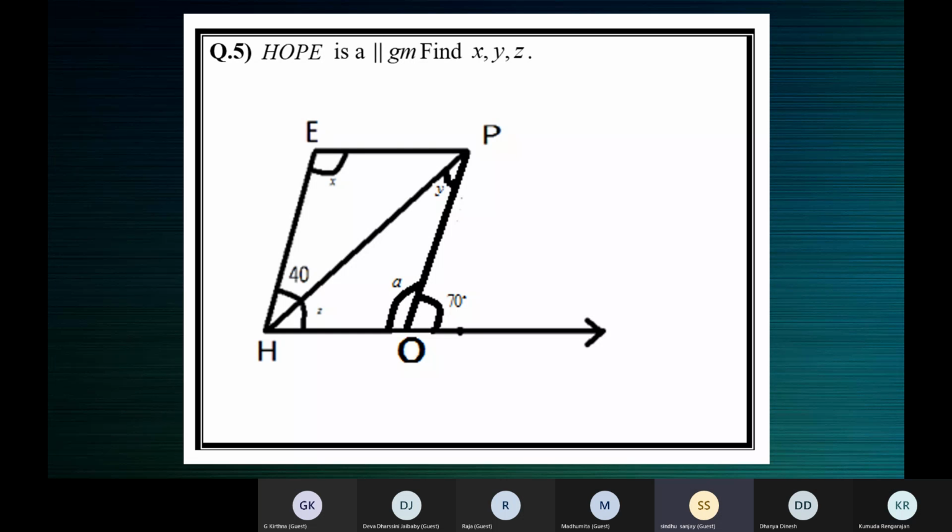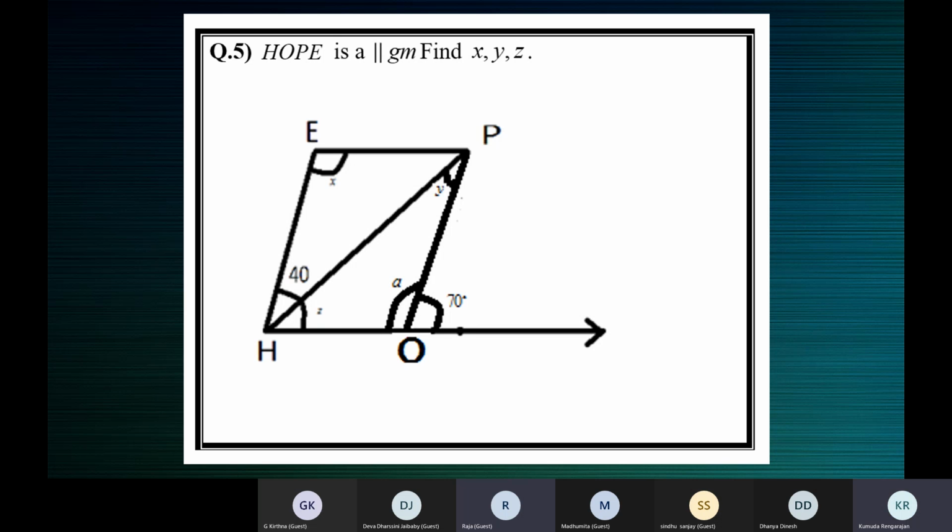We must find Z to find Y, ma'am. All right, how much is Z? 140, ma'am. Z cannot be 140. Ma'am, 70 degrees. What's the reason? Because here angle O is 70 degrees.